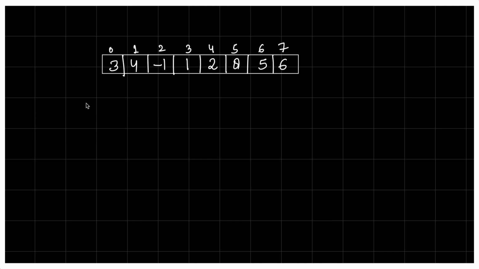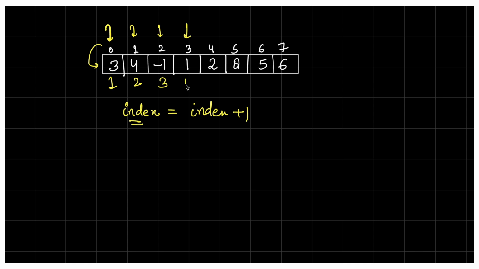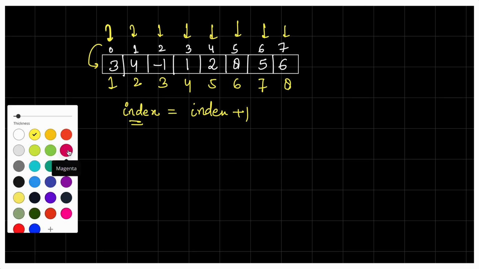We know that every index will hold the value index plus 1. So the 0th index should hold 1, index 1 should hold 2, index 2 should hold 3, index 3 should hold 4, index 4 should hold 5, 5 should hold 6, 6 should hold 7, and 7 should hold 8. So this should be the sequence, right? Now let's look at the approach, how we are going to achieve this.